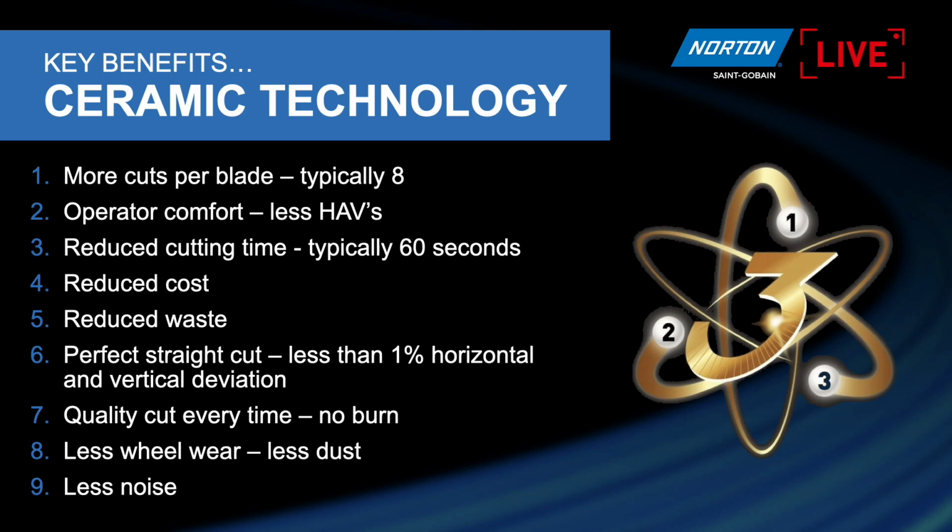Reduced cutting time, really crucial. We'll explain that later. Typically 60 seconds for the Quantum 3. Very, very important factor. Reduced cost. Everybody's looking to reduce cost these days, so it's always a benefit. Reduce waste. Again, everybody's looking at how much we're throwing to landfill these days, so it's very important. Also, for the next operation, welding the rail together, perfect straight cut. Less than 1% horizontal and vertical deviation is absolutely paramount for the quality of the cut.